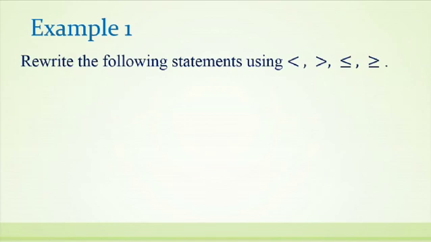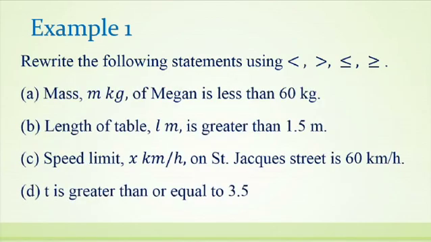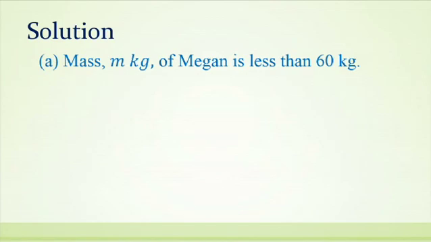First example. Rewrite the following statements using less than, greater than, less than or equal to, or greater than or equal to. So you have some different parts. Part A. Mass m kilogram of Megan is less than 60 kilograms. So here you have m less than 60.